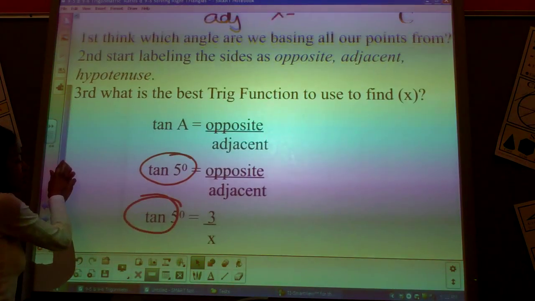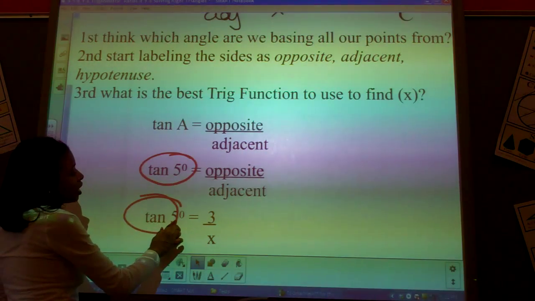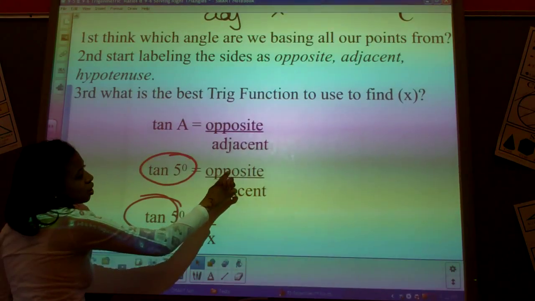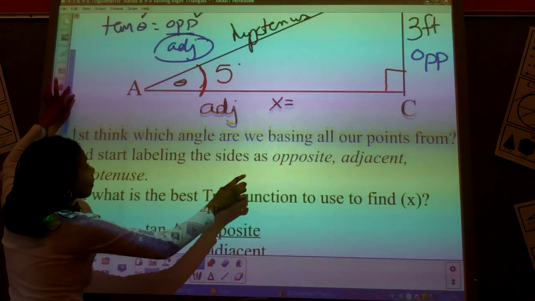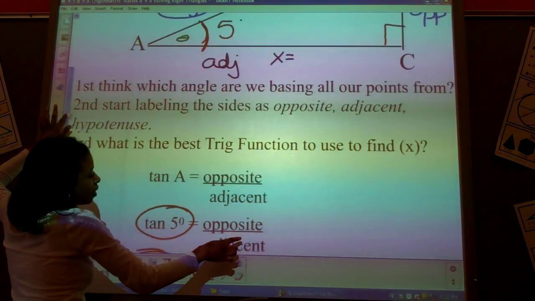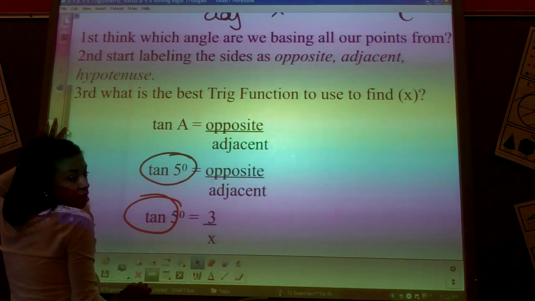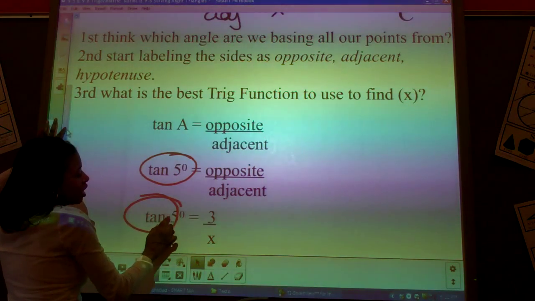Once I plug in tangent of 5, I just substitute here. The opposite leg is 3 feet. The adjacent leg is x. Tangent 5 is what?